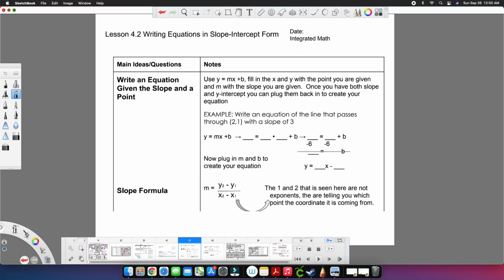So the very first thing we have here is just a review. Use y equals mx plus b, fill in the x and y with a point you are given, and m with the slope you are given. Once you have both slope and y-intercept, you can plug them back in to create your equation. So this is just an explanation of how to do this. So you're given a slope and you're given a point, but you're not given the y-intercept. So sometimes this happens. It just depends on the graphics we're given.